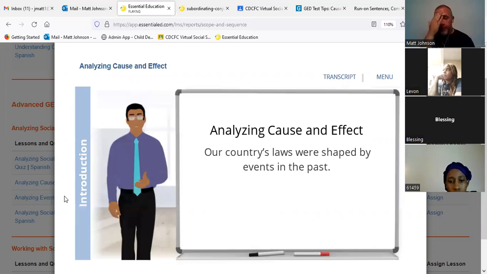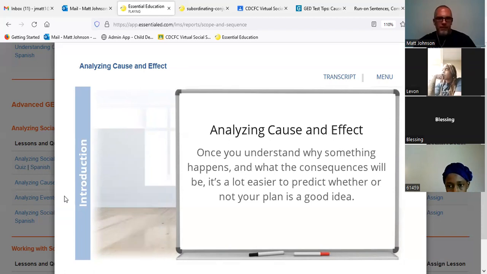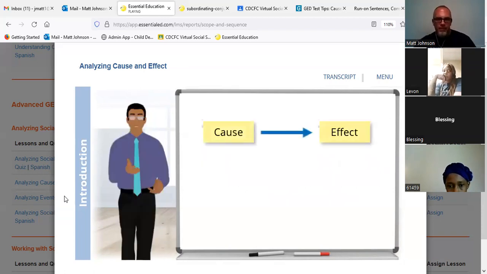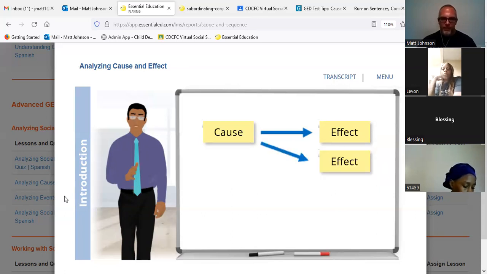Our country's laws were shaped by events in the past. To understand how and why our country works the way it does, it helps to understand the relationship between cause and effect. Once you understand why something happens and what the consequences will be, it's a lot easier to predict whether or not your plan is a good idea. The relationship between cause and effect is pretty easy to understand when there's one cause producing one effect. A boy kicks a ball and the ball goes flying. That's a pretty easy relationship to see. What about when one cause has multiple effects? You'd be surprised how complicated things can become.